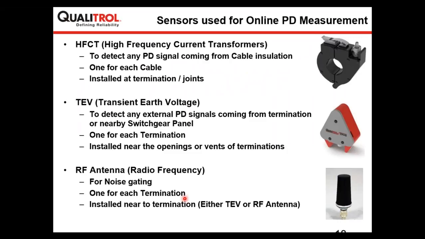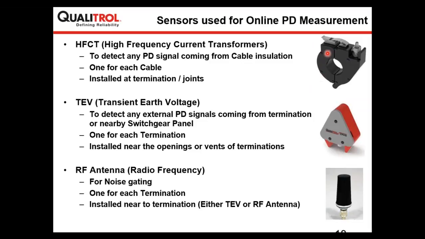So the sensors for online partial discharge measurement include the high frequency current transformer. This sensor is used to detect partial discharges which are traveling along the length of the power cable, and it is used one per cable earth. Along with this sensor, we use a transient earth voltage sensor, which is used to detect partial discharges happening at the termination of the power cable. So there will be 3 HFCTs detecting internal partial discharges, while the transient earth voltage sensor will be detecting the surface discharges happening at the termination point.